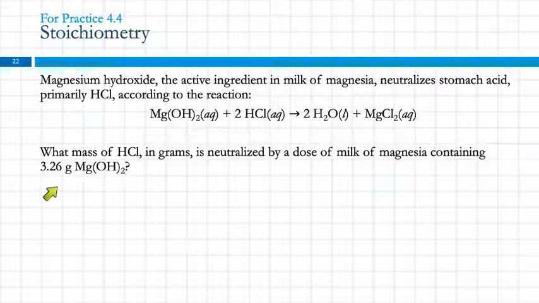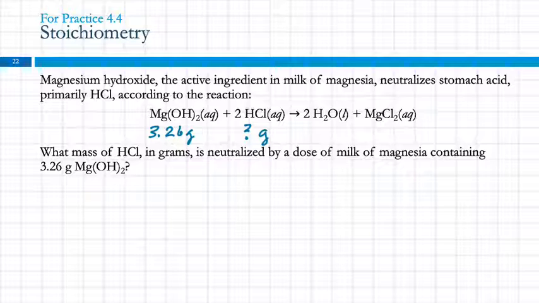So I've got 3.26 grams of Mg(OH)2. I'm going to find that in the formula, and I'm going to write the amount underneath. 3.26 grams. And then it's asking me what mass of HCl in grams. So where's HCl? Well, HCl is the other reactant. So this is what I'm trying to find, question mark, grams. Here I've got two reactants. In the previous problems, I had one reactant and one product. It can be any combination.